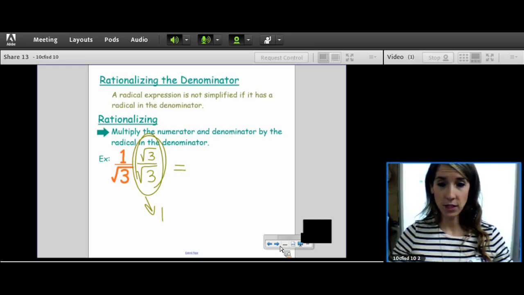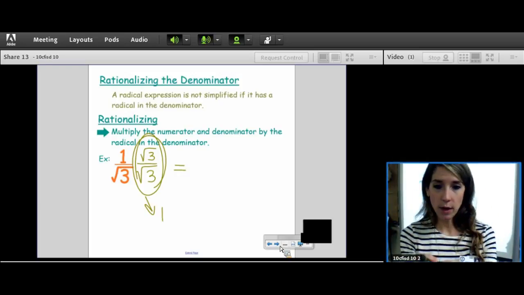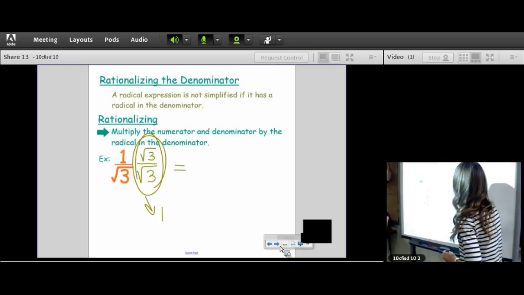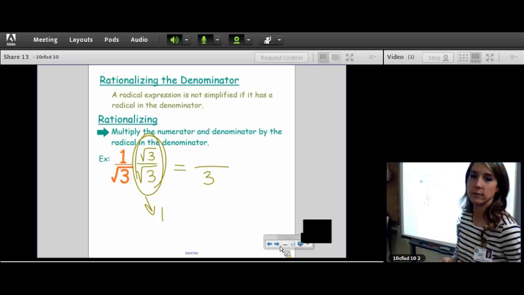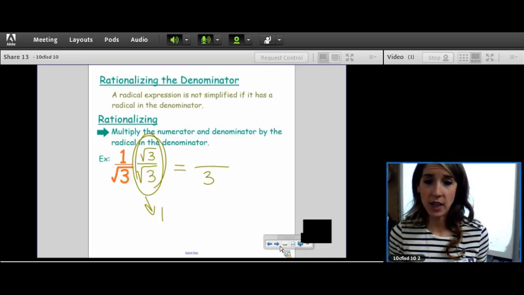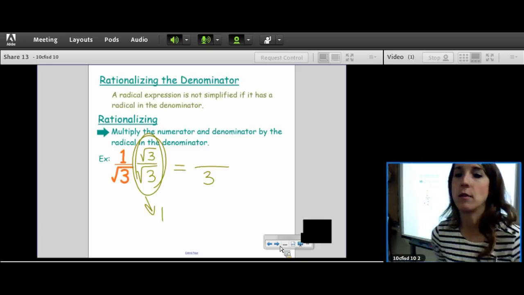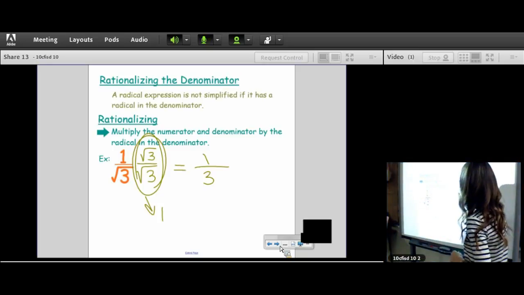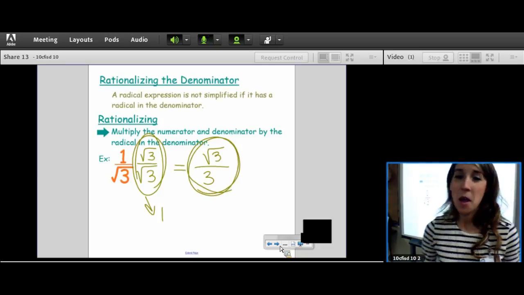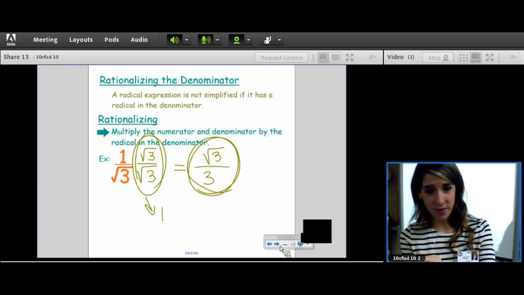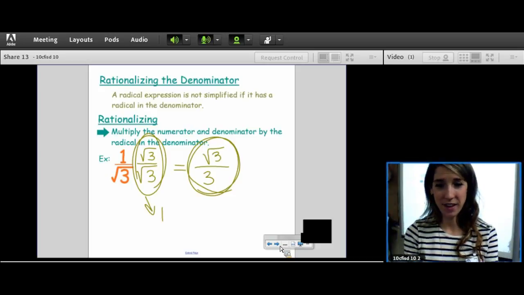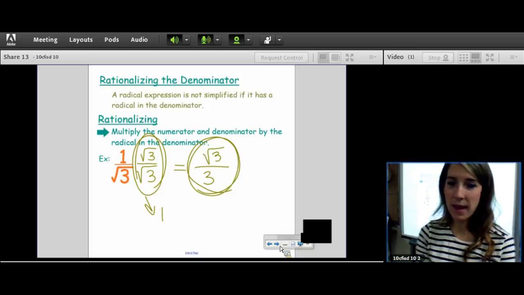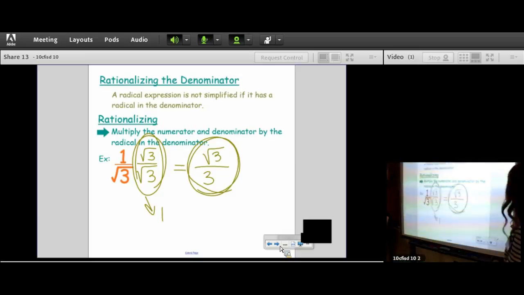Let's do the bottom first. Square root 3 times square root 3. 3. Right? We did that a few slides ago. 1 times square root 3. And I know I'm going to have a hard time convincing you, but that is the more simplified version of the one we started with. I know, it's weird. Just accept it. Sometimes math does that to us. Okay, let's try some more.